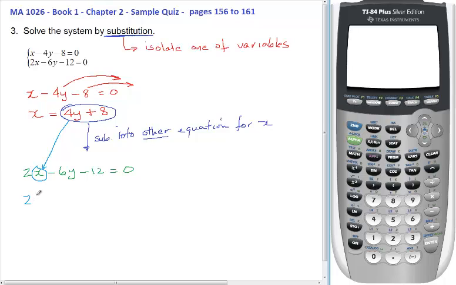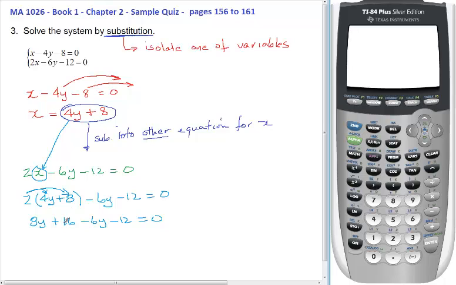So 2, and now it's a binomial, so you must use brackets. Remove x. What is x equal to? 4y plus 8. That goes in for x. Minus 6y, just carry down the rest of the equation. Distributive property here. So 2 times 4, that's 8y. 2 times positive 8, that's positive 16. Subtract 6y minus 12.